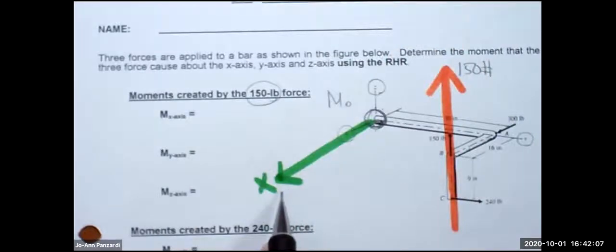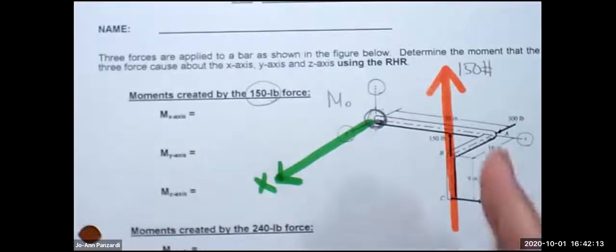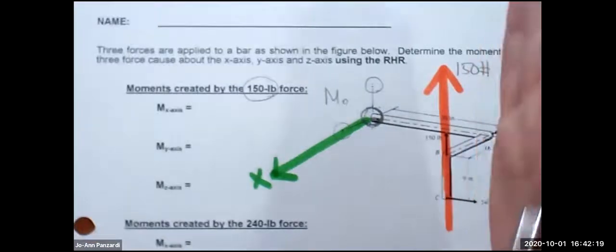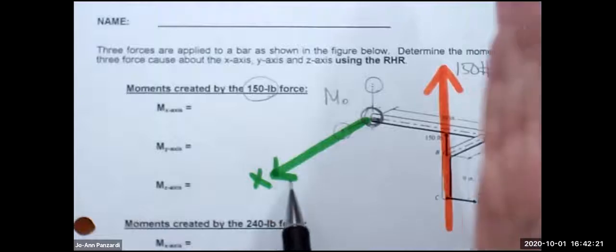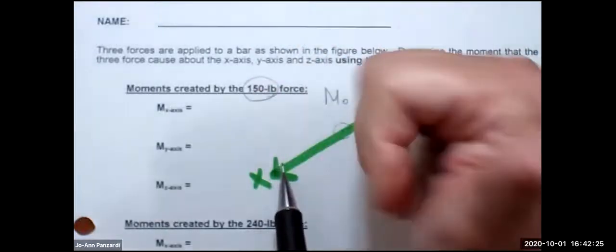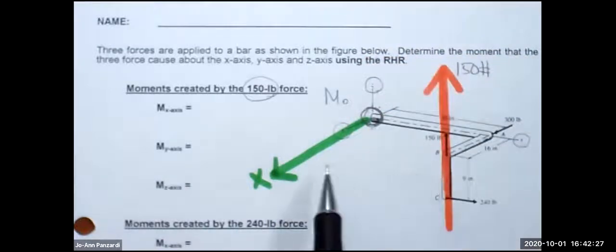And remember, when we talk about moment, we're talking about spin. So everybody put your fingers in the direction of the 150-pound force and put your palm towards the line or the point you're trying to find the moment about. Does it create a positive or negative moment about x?